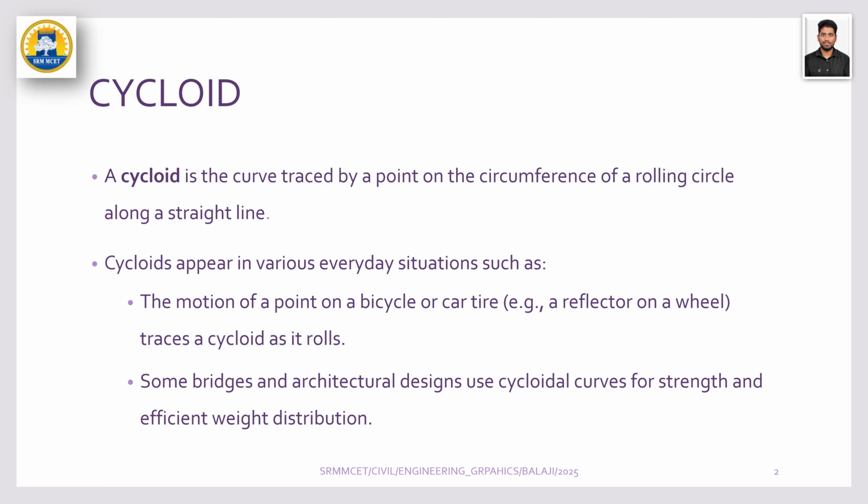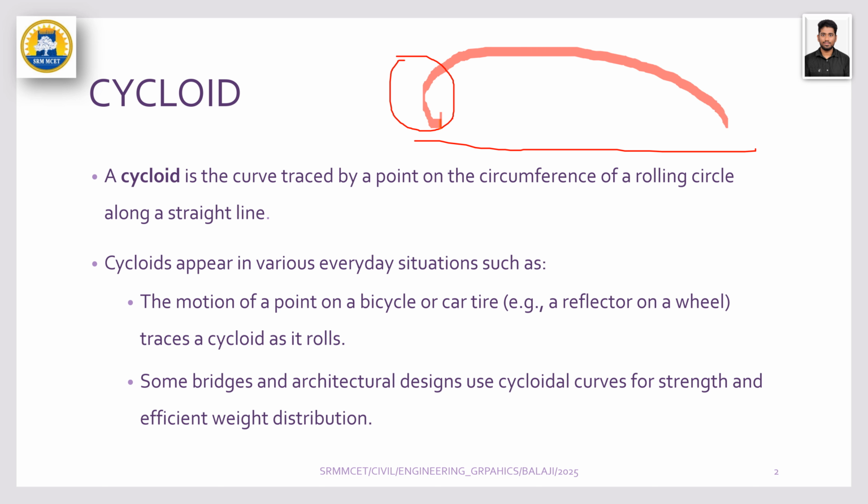Cycloid. A cycloid is basically the curve traced by a point on the circumference of a rolling circle along a straight line. If we consider a circle of any diameter and locate a point on it, the path traced by this point when the circle rolls over a straight line will be a cycloid. For example, if this point is rolling over this straight line, then the point chooses a path just like this, and it'll end right here. So this particular curve is called a cycloid.